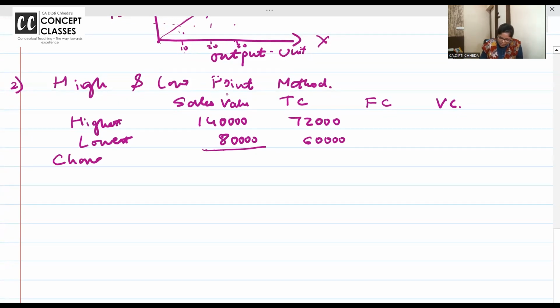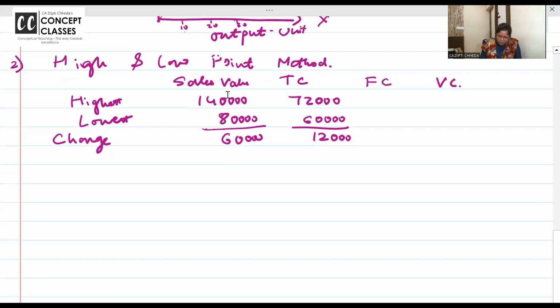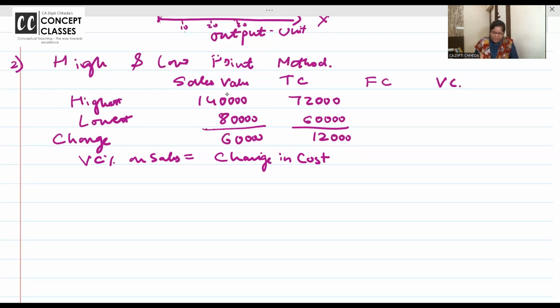Now, change. What is the change in sales? 60,000. What is the change in cost? 12,000. Is it because of the variable element? Because variable cost changes. So variable cost percentage on sales is equal to change in cost. Are you digesting this line, dear students? Change in cost is because of the variable element. Change in cost over change in sales into 100. How much change happened in cost?